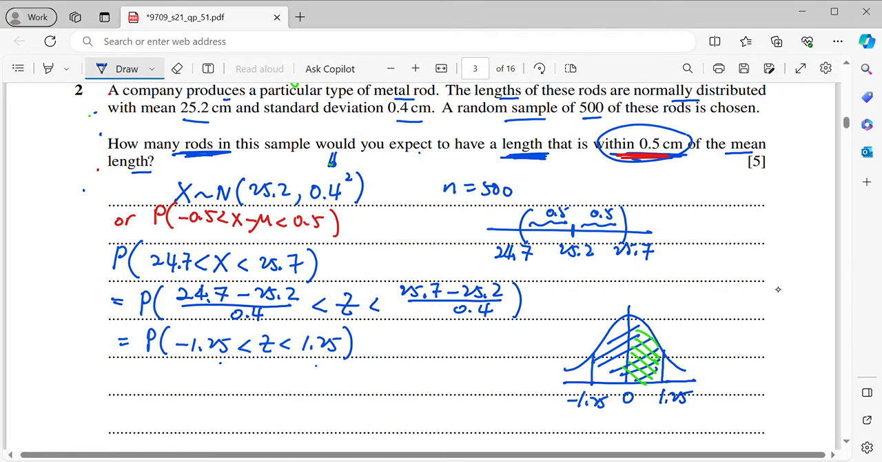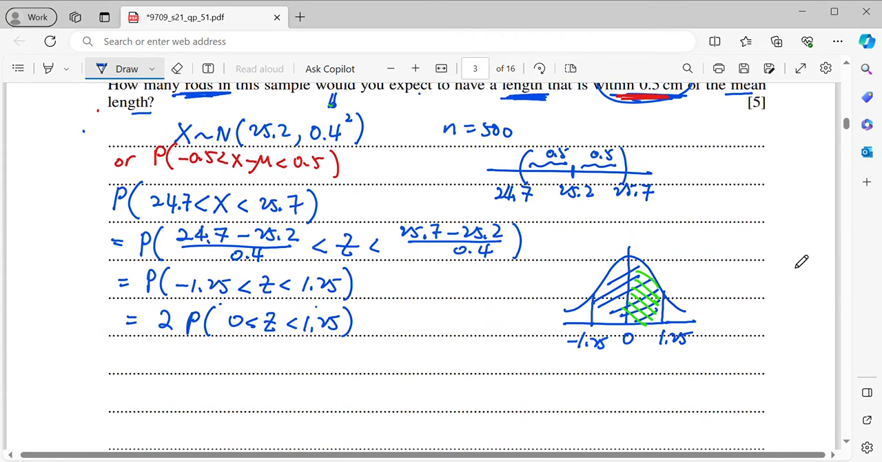For your information, probability under the curve is the area of the region. So from here, I will say it is double of the probability z between 0 and 1.25. Now, when you refer to the table, we always use less than. So in order to get the green region, it will be P(z < 1.25) minus P(z < 0). So here it is going to be double of P(z < 1.25) minus P(z < 0).